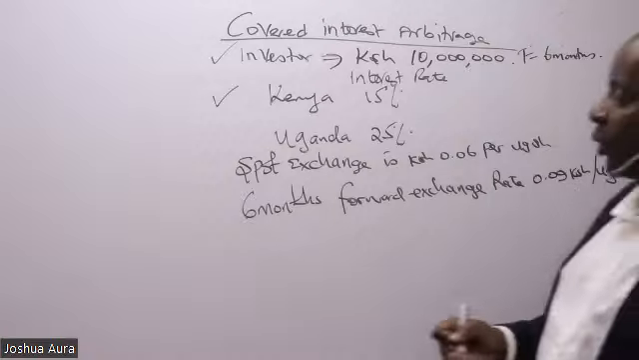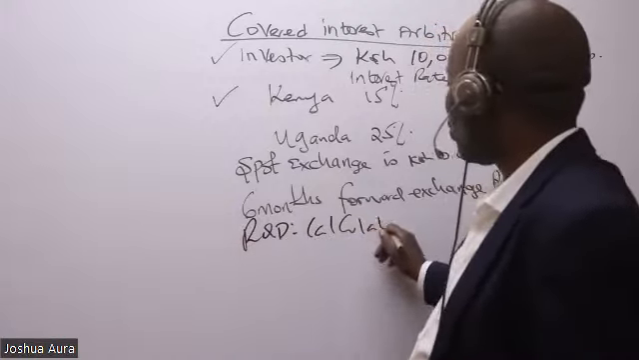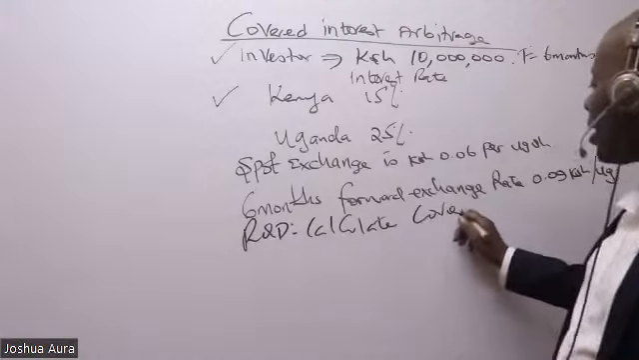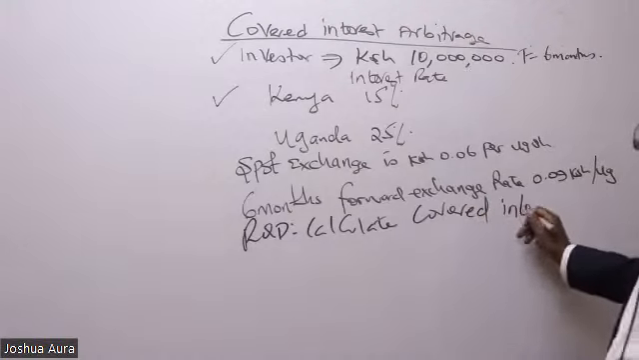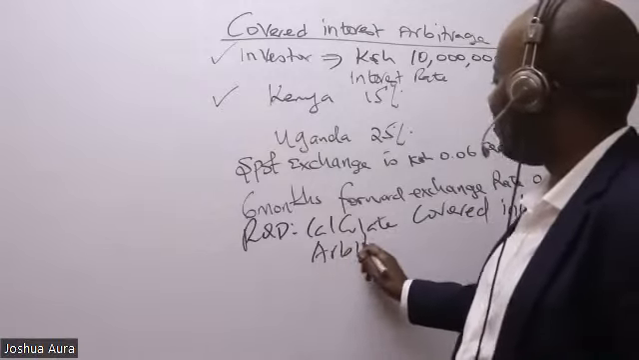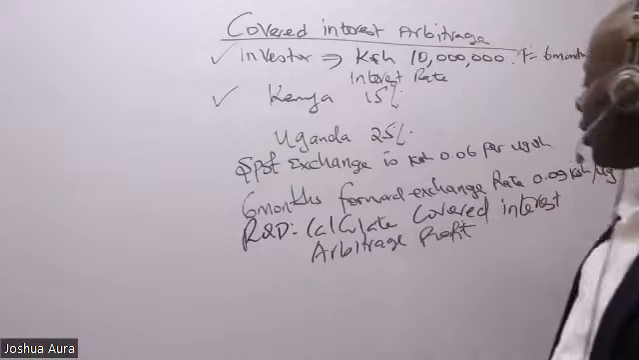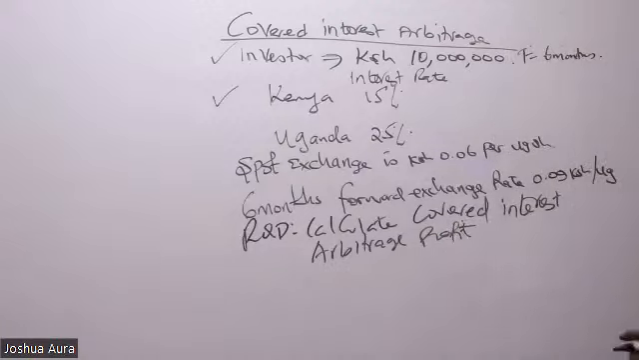And then we are required here to calculate the covered interest arbitrage profit. You calculate the covered interest arbitrage profit. Where do we start this from? What should we do if we get this kind of question? This is very easy.